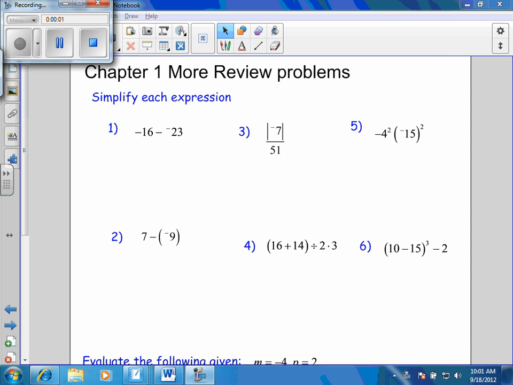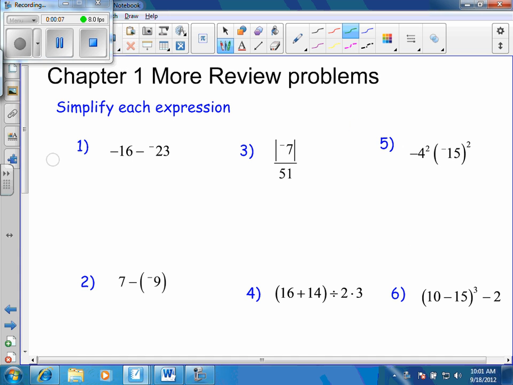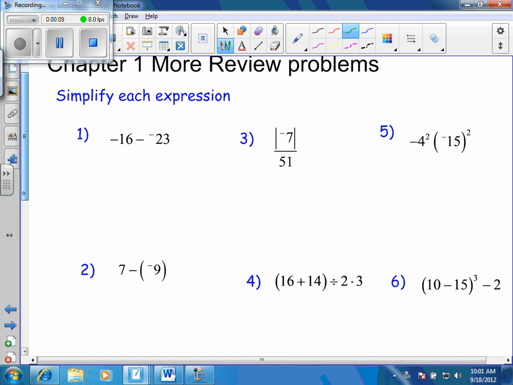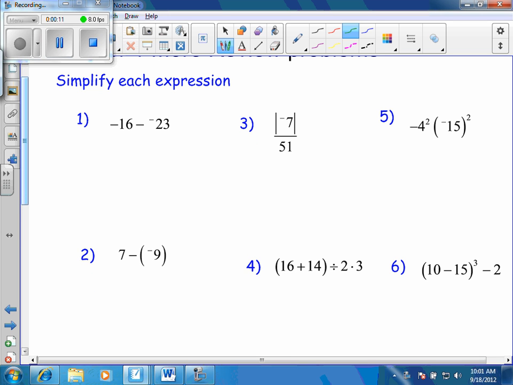To start with negatives and positives. So let's make this a little bit bigger. See that back there? We good? Okay.